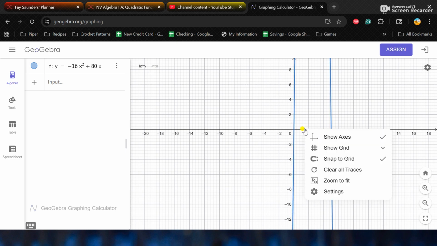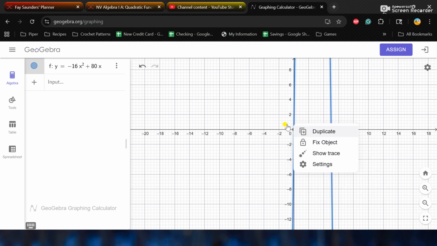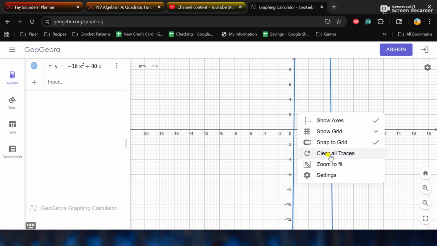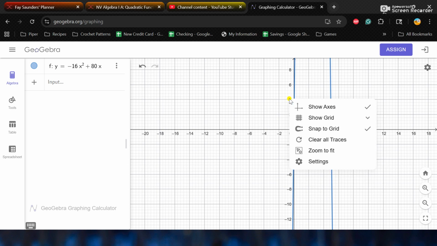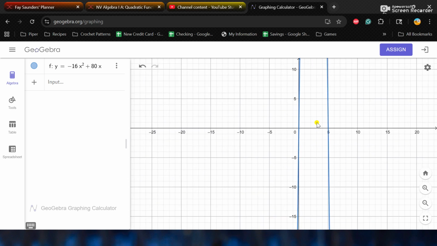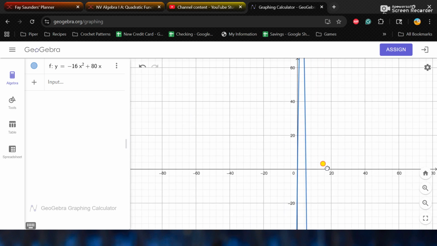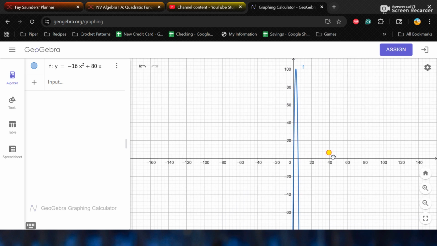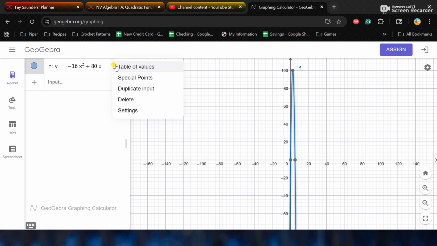So let's see if we can zoom out on this. Oh my. Okay, that didn't work. Let's zoom to fit. Nope, it didn't do anything. Let's zoom to fit. It didn't do anything. Okay, let's just zoom out some. Goodness. Okay, let's see. Will it give us a table?